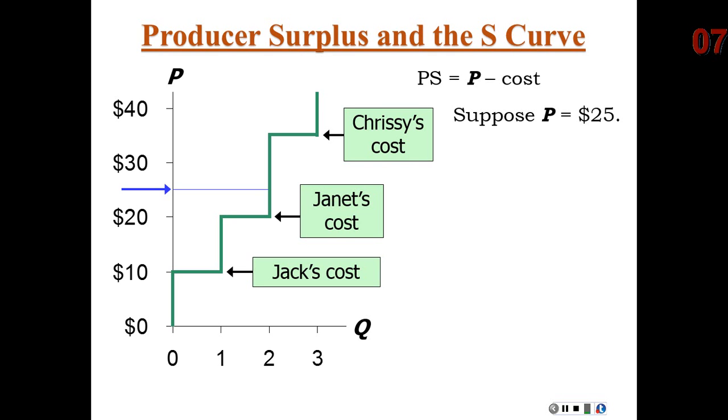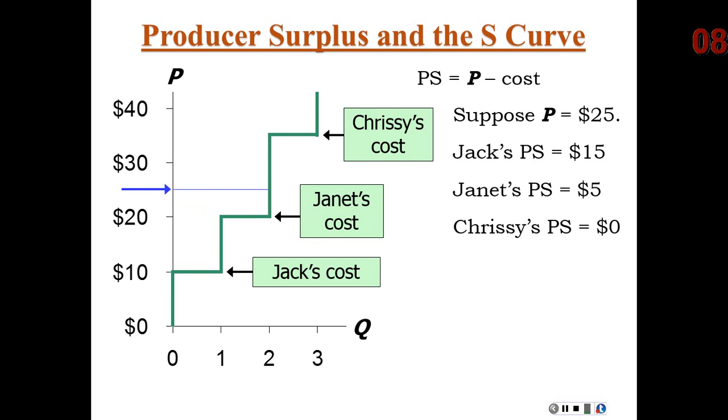Now notice we would have a quantity supplied of 2. We would have Jack, right, who would have a producer surplus individually of $15, 25 minus 10. Okay, and then you would have the producer surplus of Janet individually of 25 minus 20, or $5. So you would have a total producer surplus, because Chrissy would not sell the product, so she would have a producer surplus of 0, but you would have a total producer surplus of the 15 plus the 5, or $20. Everything below the price and above the supply curve there. Okay?